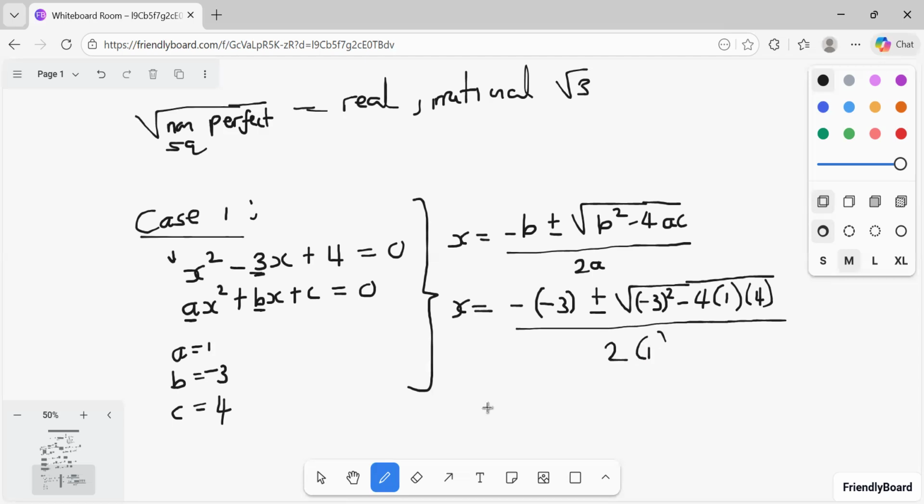Right. Then this simplifies to x is equal to 3 plus or minus root negative 7 over 2a. Okay, let's wait a minute. This negative 7, remember I said this is our delta. So this is delta. Our delta is equal to negative 7. All right. Our delta is equal to negative 7.